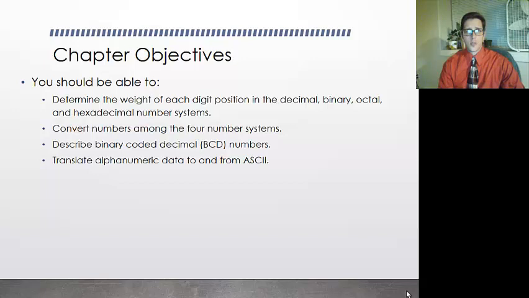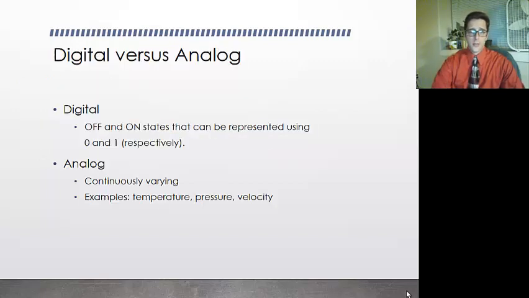So for the chapter overview, you should be able to determine the weight of each position of decimal, binary, octal, and hexadecimal numbers. You should be able to convert between these numbers because it's very important in industry. So being able to convert between the four systems is important. Be able to describe a binary coded decimal system, or BCD number. We're going to talk about those today. Translate between alphanumeric data and use ASCII. We're going to talk about that as well today.